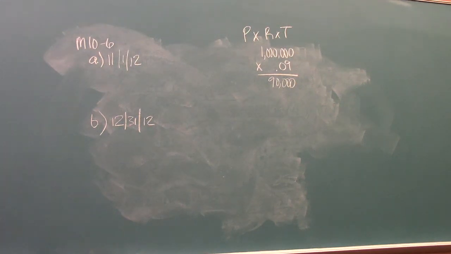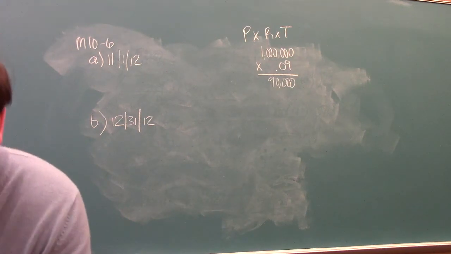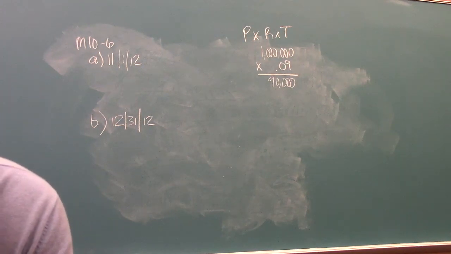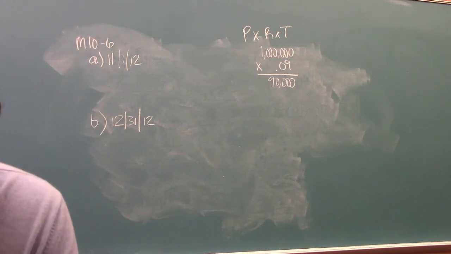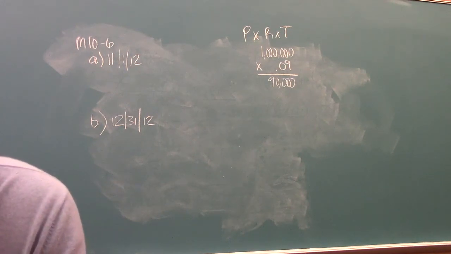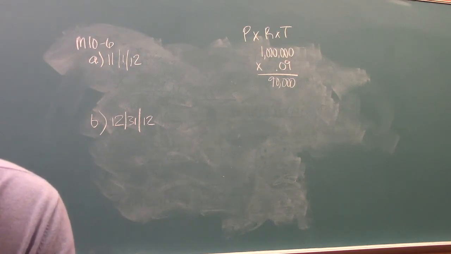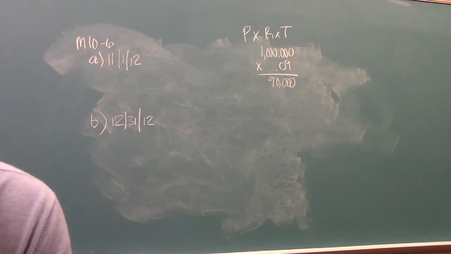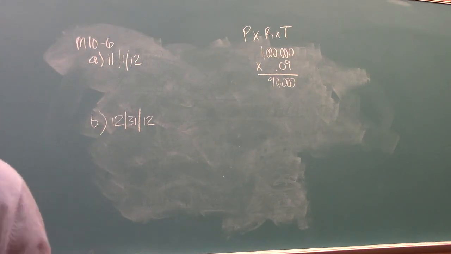All right, M10-6 states Greener Pastures Corporation borrowed $1 million on November 1st, 2012. The note carried a 9% interest rate with the principal and interest payable on June 1st, 2013. Show the accounting equation effects and prepare the journal entries for A, the note issued on November 1st, and B, the interest accrual on December 31st.